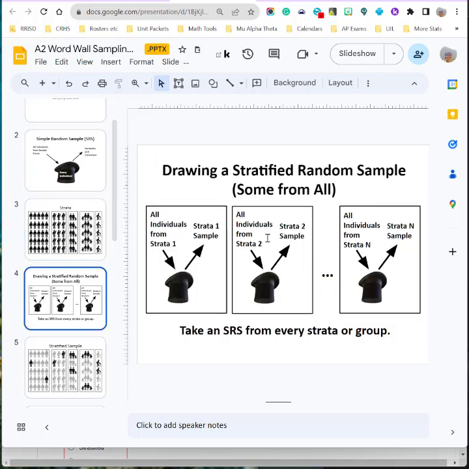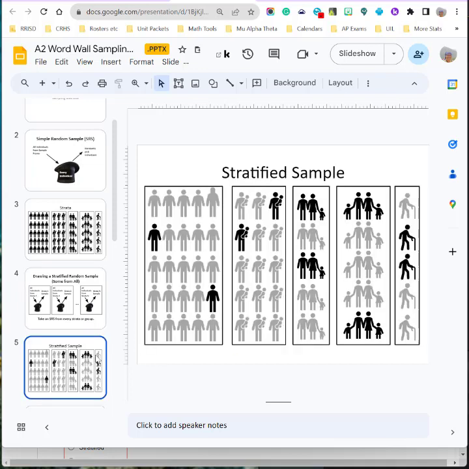And the way we draw a stratified sample is we put all the individuals in strata 1, and we take our sample. And then all the individuals from strata 2, and we take our sample. And your sample might look something like this, where you have just some from every type of grouping. So let's go back to our question.